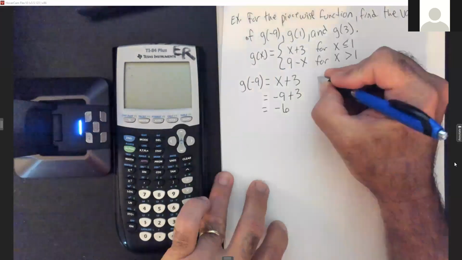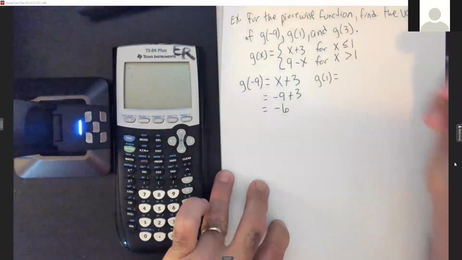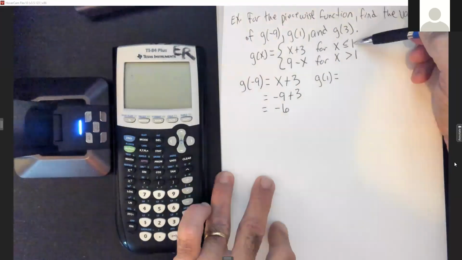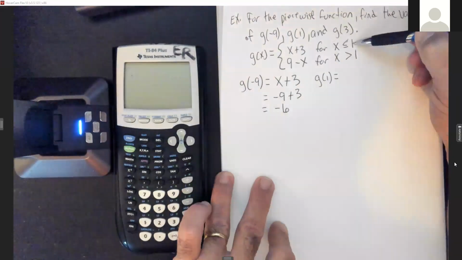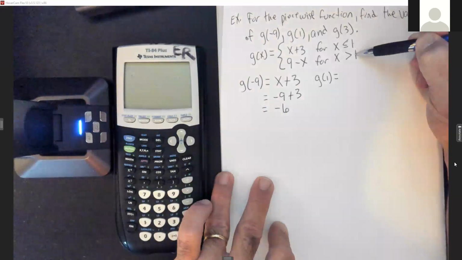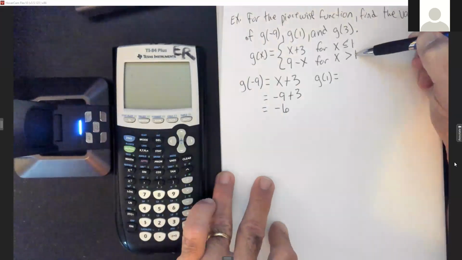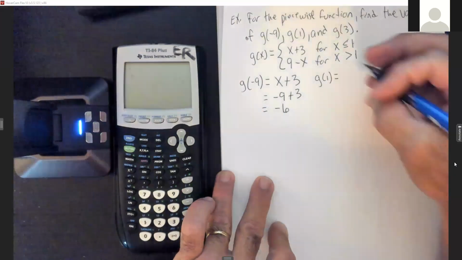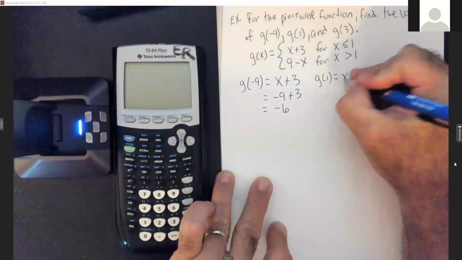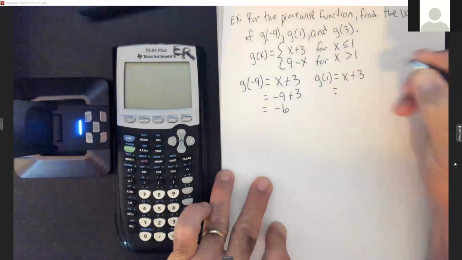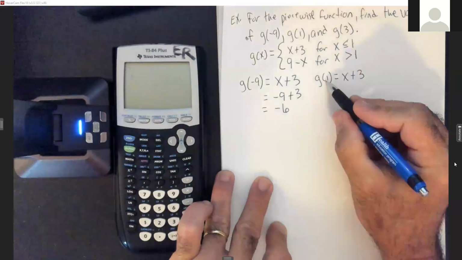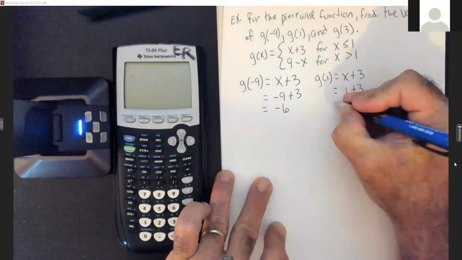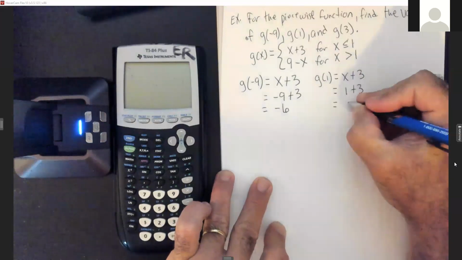Then we're going to find g of 1. Well, g of 1, we've got to find out, is 1 less than or equal to 1, or is 1 greater than 1? So 1 is definitely equal to 1, so we're going to use that equation again, which is x plus 3. In place of the x, we put our 1, so we get 1 plus 3, which will equal 4.